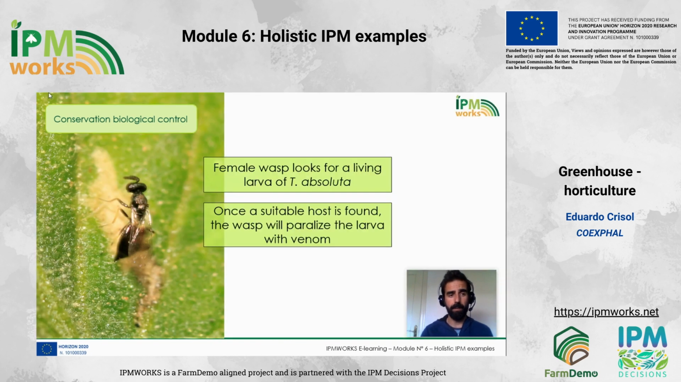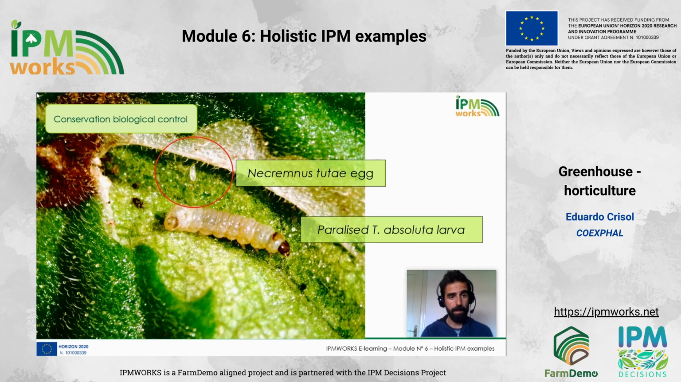The way that the biology of this wasp operates is that the female wasp will be looking for galleries with living Tuta absoluta larvae, and once it finds a suitable host, the wasp will paralyze the larva with venom, and then once the Tuta absoluta larva is paralyzed, it will lay an egg next to it. As you can see, this is a gallery of a tomato leaf, and then you can see in a circle the egg of the parasitoid next to the larva.